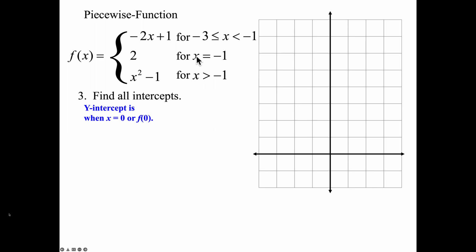So 0 makes the last inequality true. 0 is greater than -1. We put 0 in for x squared, that's a 0. 0 minus 1 is -1. There's my y-intercept. That's the easy part. And of course, as I mentioned before, the author always uses easy functions to work with.